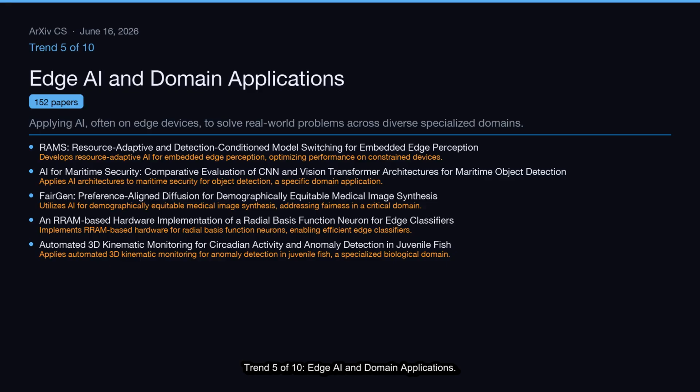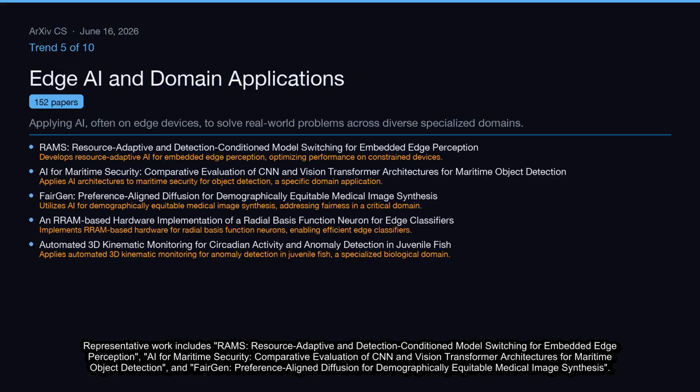Trend 5 of 10, Edge AI and Domain Applications. Applying AI, often on edge devices, to solve real-world problems across diverse specialized domains. This cluster covers 152 papers. Representative work includes RAMS, Resource Adaptive and Detection Condition Model Switching for Embedded Edge Perception, AI for Maritime Security: Comparative Evaluation of CNN and Vision Transformer Architectures for Maritime Object Detection, and FairGen, Preference-Aligned Diffusion for Demographically Equitable Medical Image Synthesis.